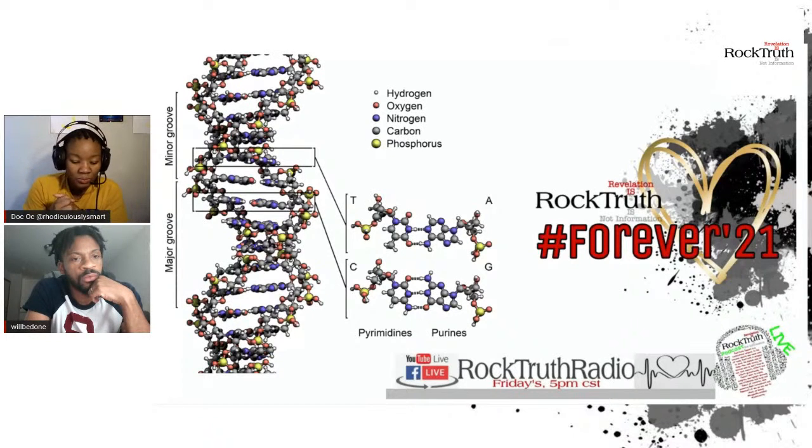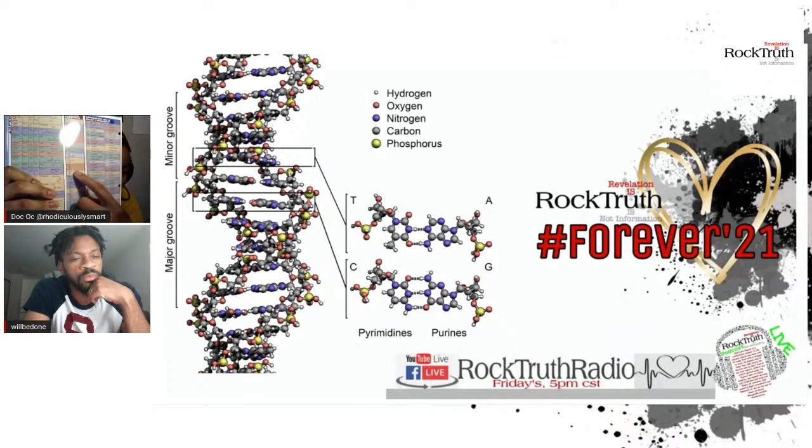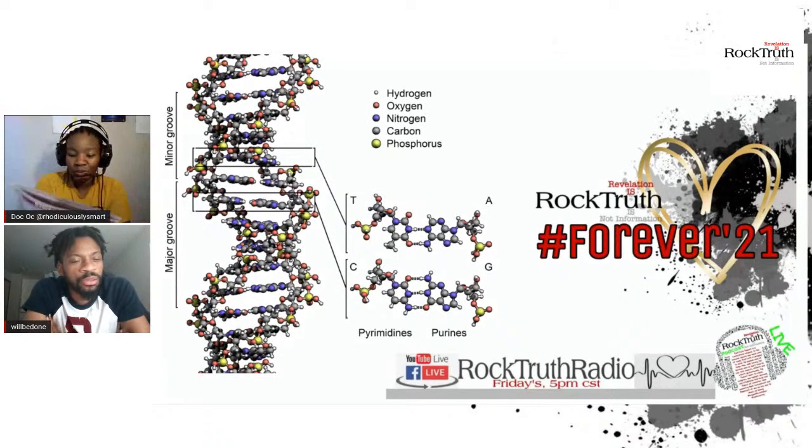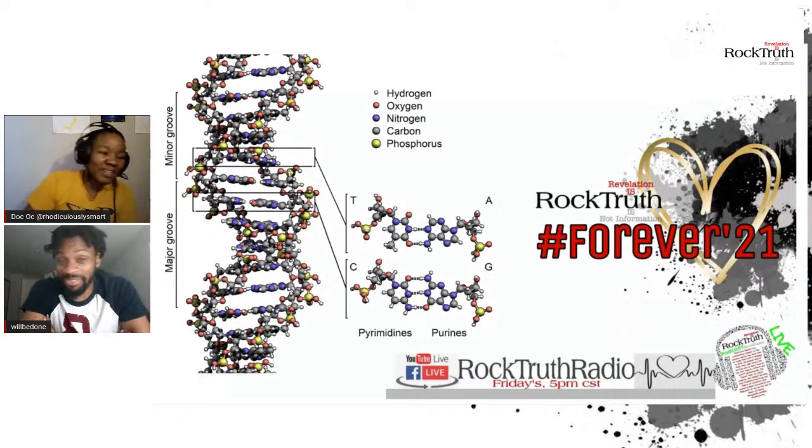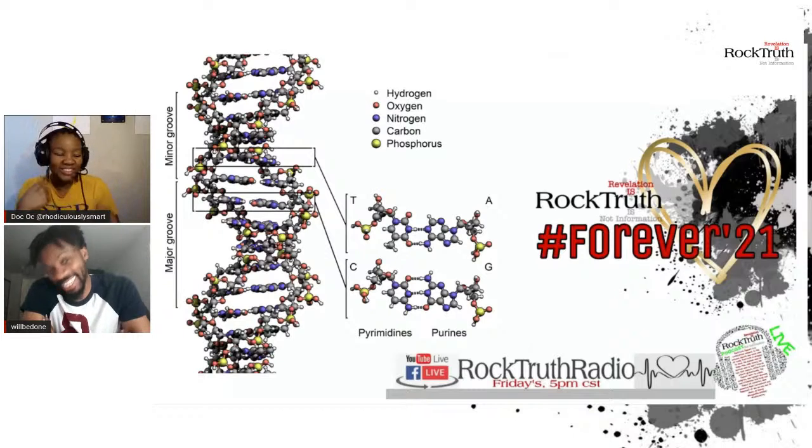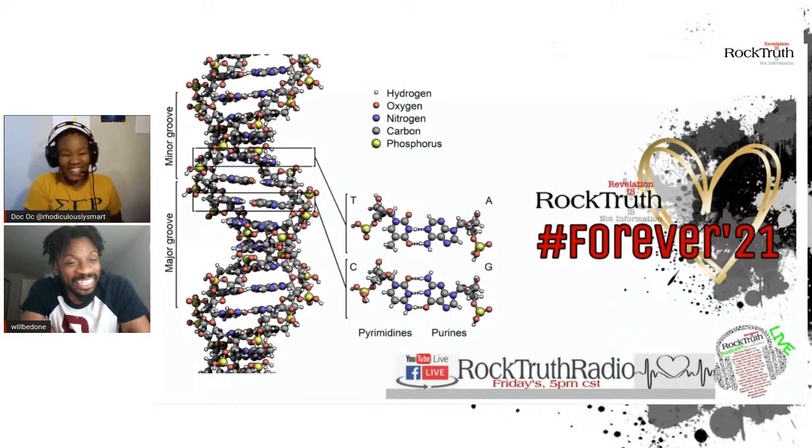So cysteine codes as, so that's the gene coding for cysteine. It's UGU, UGC. Like I said, it gets complicated, but when you're in it, it makes sense.